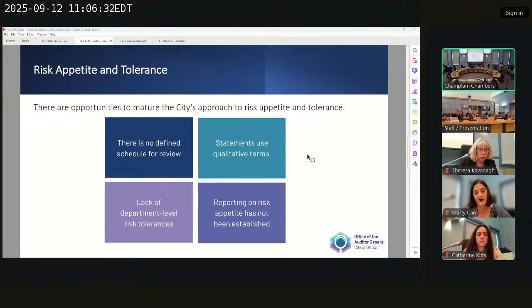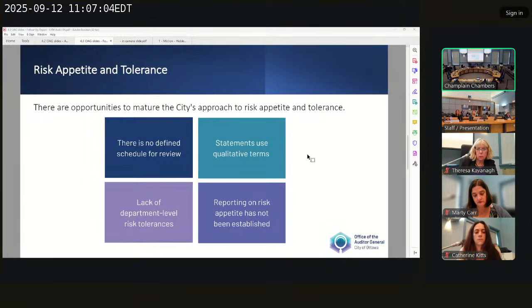Thank you. The second area of improvement is around the risk appetite and tolerance statements that were approved by City Council in 2023 following the ERM audit. Just as a reminder, risk appetite are the types and amount of risk that an organization is willing to accept in pursuit of its strategic objectives, as assuming the elimination of all risk is unrealistic. Risk tolerance are the boundaries of risk-taking that an organization is not willing to accept.